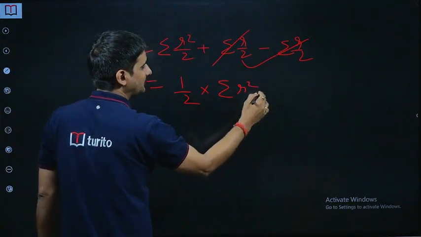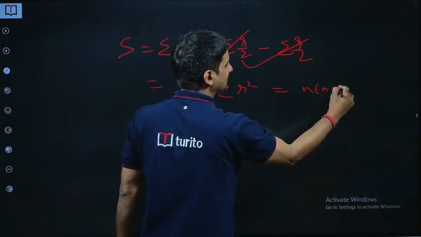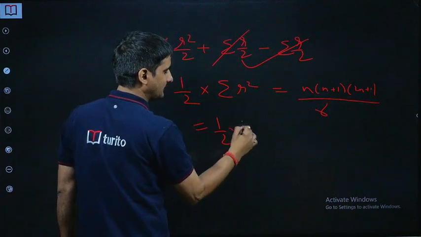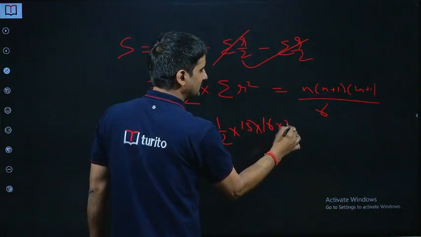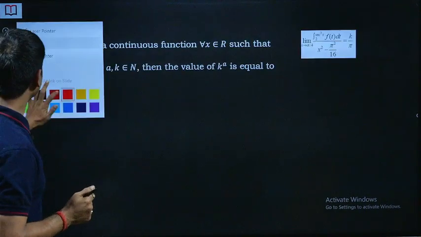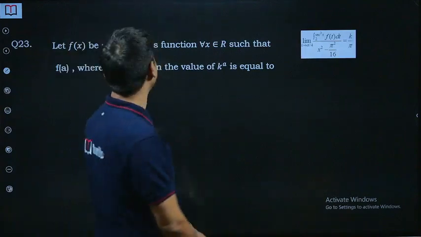Summation r square, what's the formula? It's n into n plus 1 into 2n plus 1 by 6. So it's half into 15 into 16 into 31 by 6. Now you can simplify it and get the answer, bachcho. So that's it. That was question number 22. Moving to question number 23.